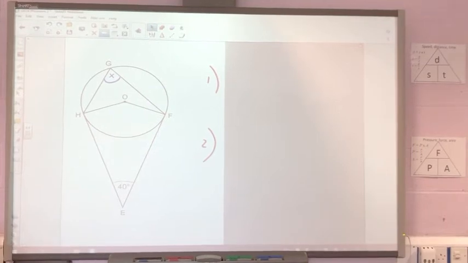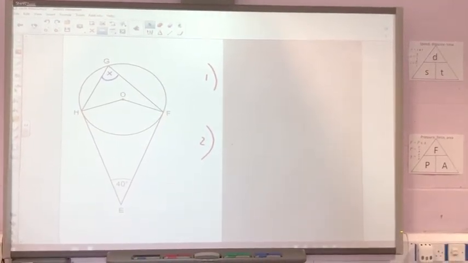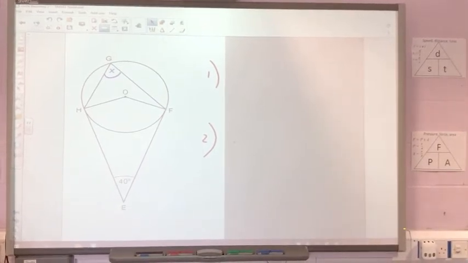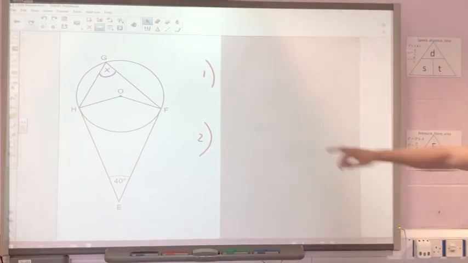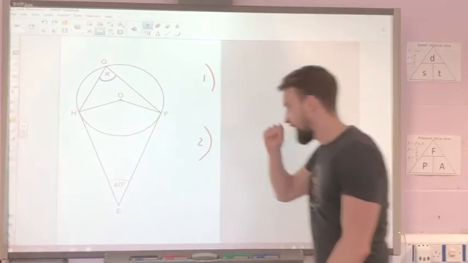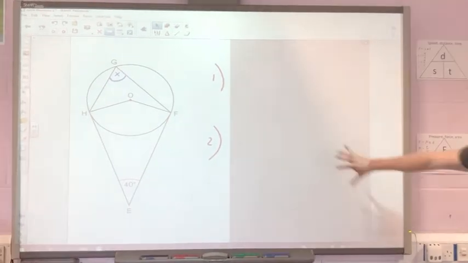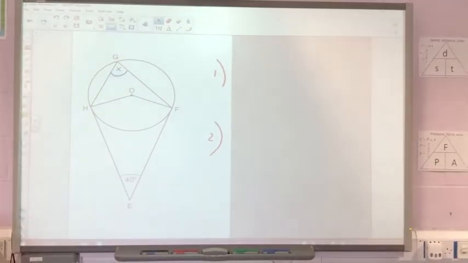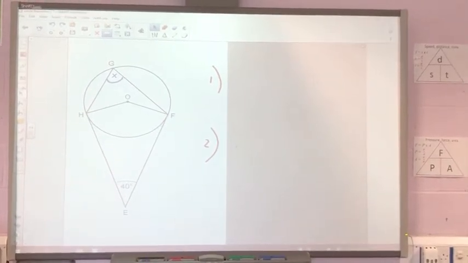Might be a good idea to pause the video at some point during this to give yourself a chance to have a go at it. Right, so we'll give you a little bit of help. You're going to use 2 circle theorems to find the angle x here. The first one that you will use will be from last lesson, and the second one you will use will be from this lesson. Good time to pause the video now for a couple of minutes.